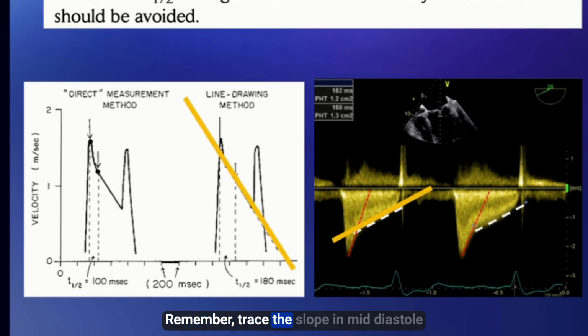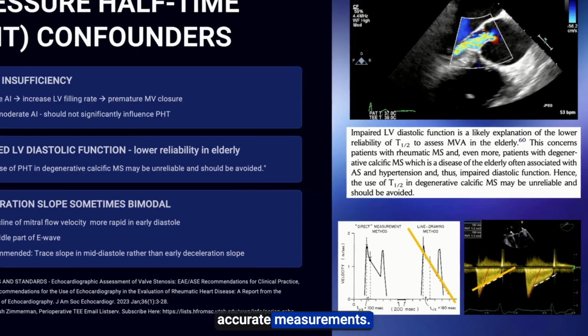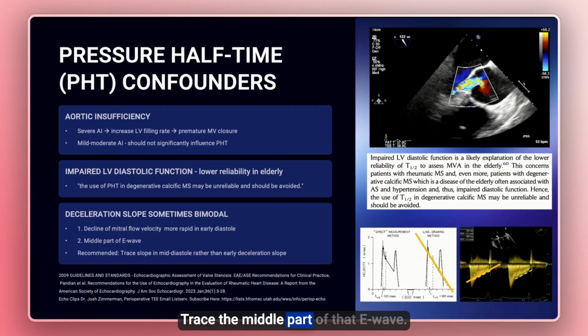Sometimes you will have this bimodal distribution of the deceleration slope of the transmitral inflow. Remember, trace the slope in mid-diastole rather than that early deceleration slope. That's how you're going to get accurate measurements. Trace the middle part of that E wave.